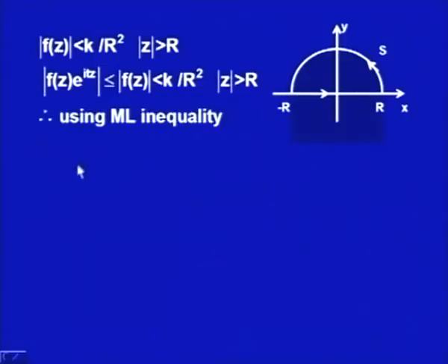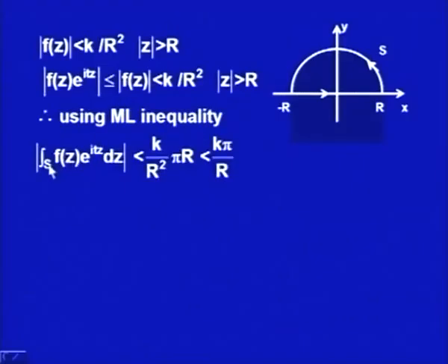So, using the ML inequality on this integral of f(z) e to the power i t z on this semicircle, that is on this path, since the integrand is bounded by this value k upon r squared, this would be less than or equal to k upon r squared into the length of the contour S.